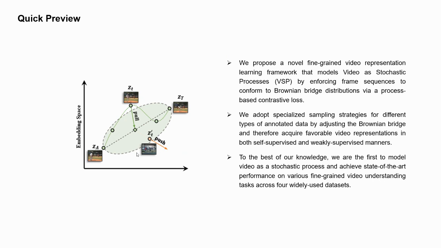We propose a novel fine-grained video representation learning framework that models video as stochastic processes, VSP, by enforcing frame sequences to conform to Brownian bridge distributions via a process-based contrastive loss. We adopt specialized sampling strategies for different types of annotated data by adjusting the Brownian bridge and therefore acquire favorable video representations in both self-supervised and weakly supervised manners. To the best of our knowledge, we are the first to model video as a stochastic process and achieve state-of-the-art performance on various fine-grained video understanding tasks across 4 widely used datasets.